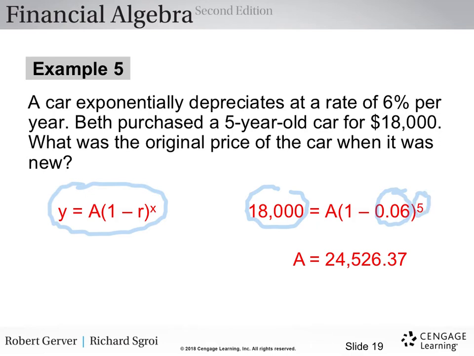Now, if I just solve this, 1 minus 0.06, raise it to the 5th power, divide that into 18,000, I come out with the original new price for the car was $24,526.37.